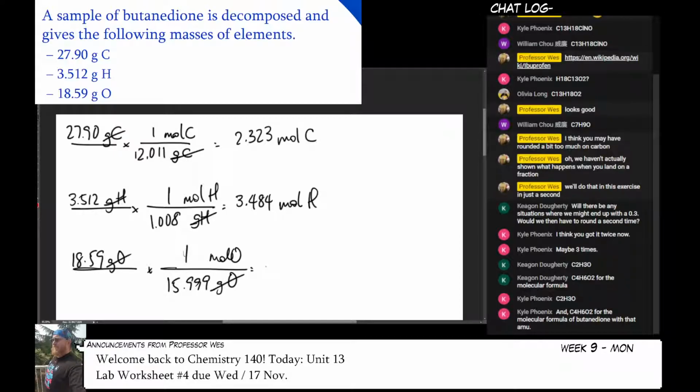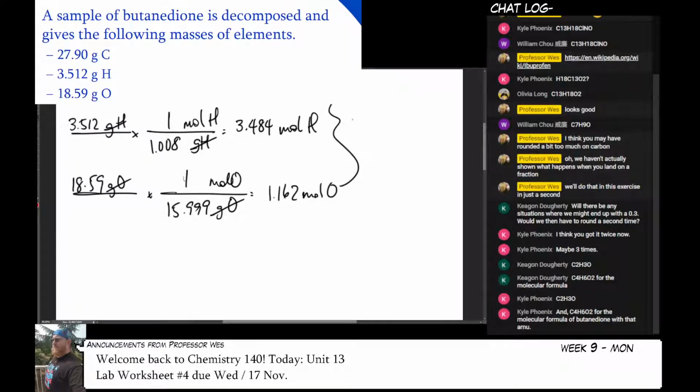All right, so there's that 18.59 over 15.999, 1.162. We're going to make a formula out of it. You might wonder why I do these curly brackets, because normally I'd write it over here, but there's not really enough space. If I had a whiteboard, that's what I'd be doing. So we got C, and I still have the number on my calculator, so I'll just copy it down here.